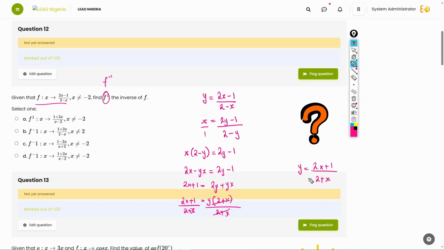2x plus 1 over 2 plus x. So that's option D. That's option D. Again, we'll need to work on, I mean, by the time you will be seeing this, it won't be a thing, but I'm just calling it out.